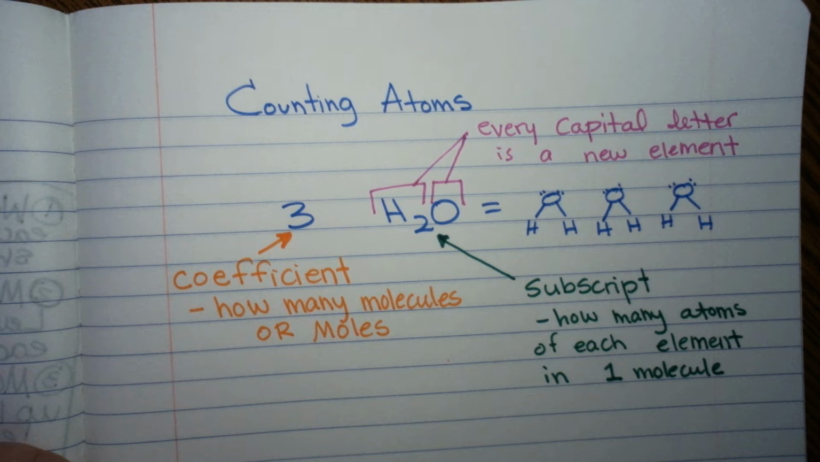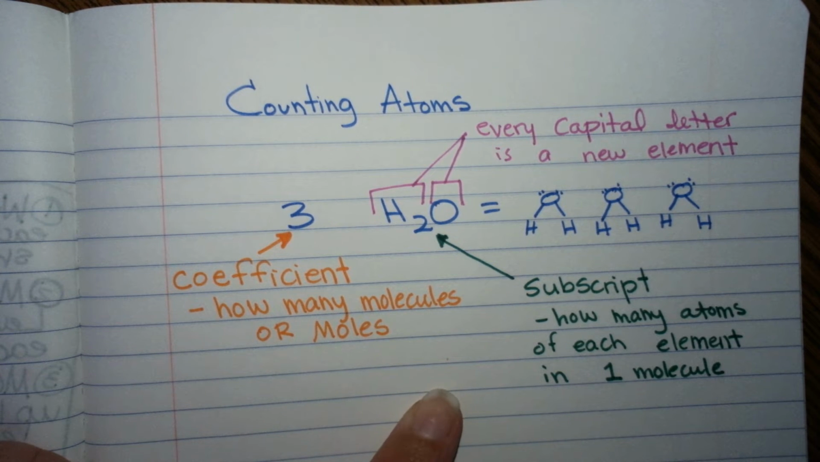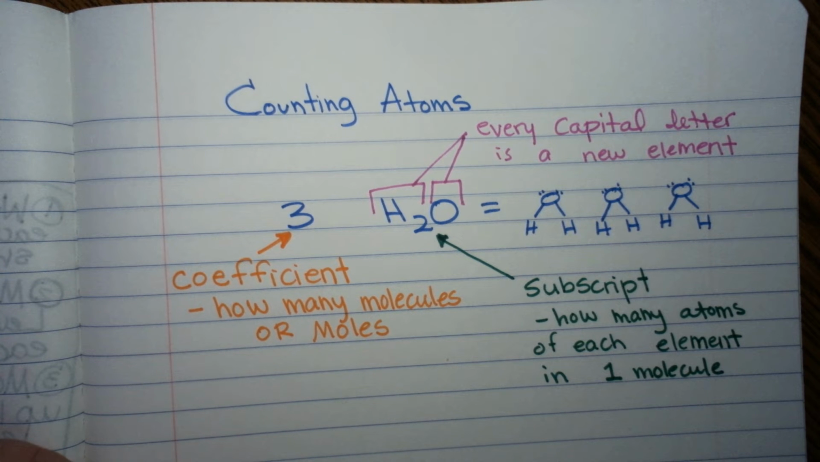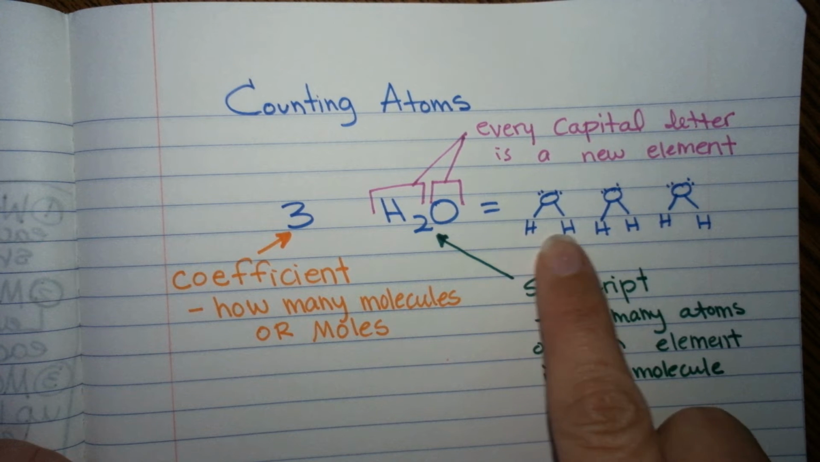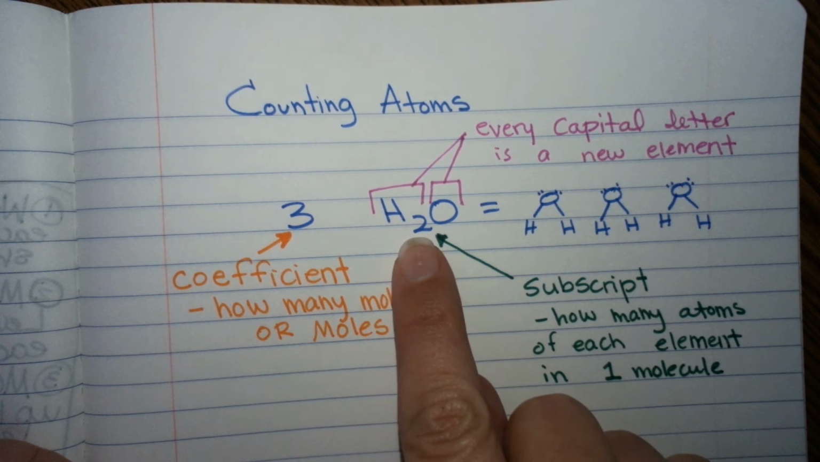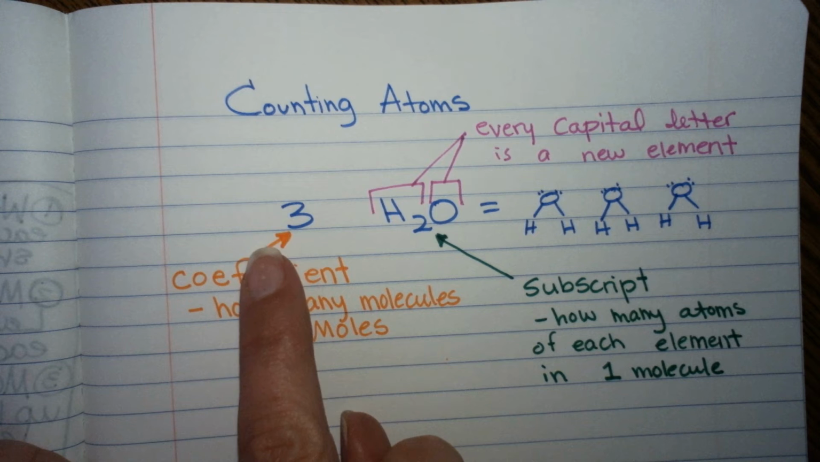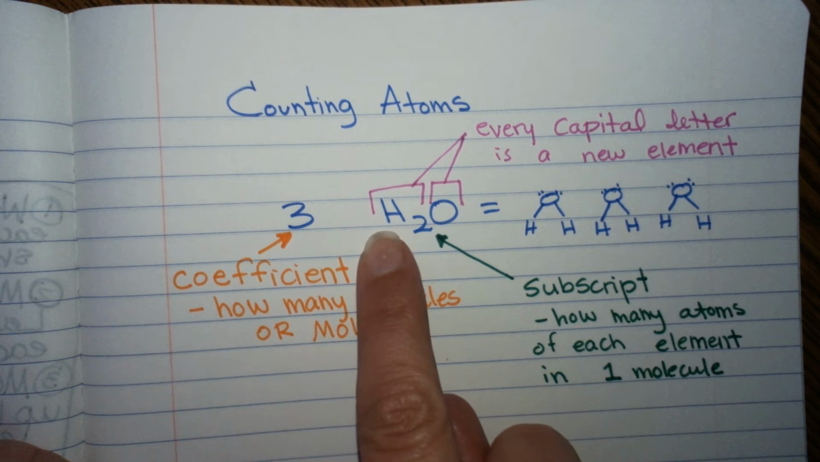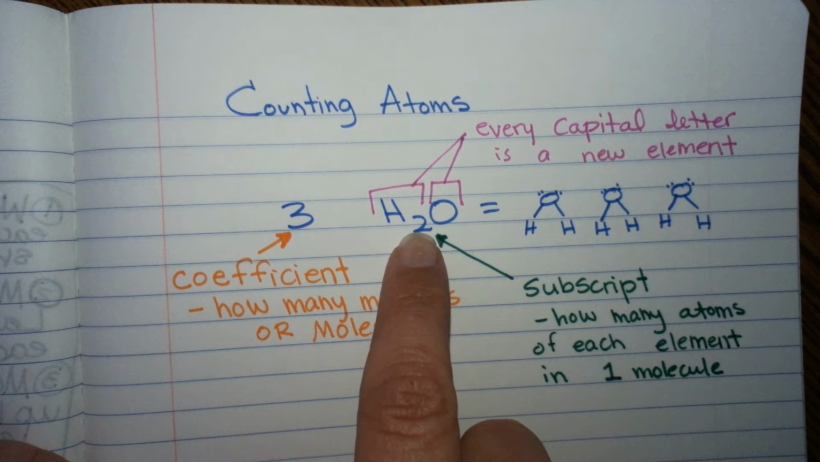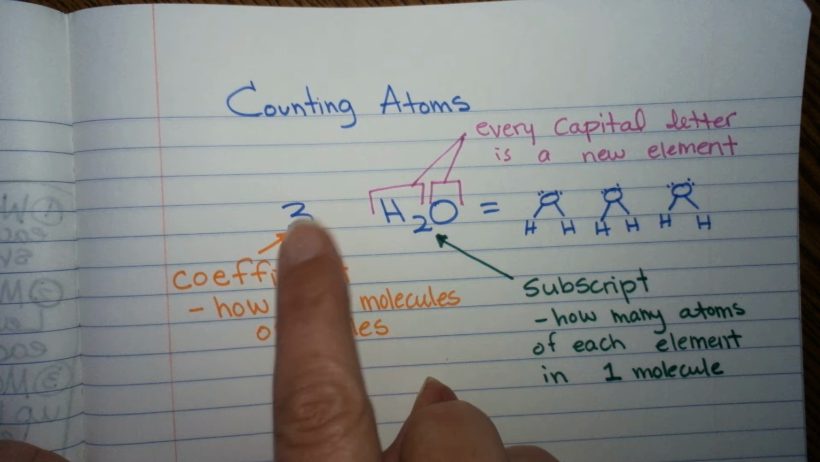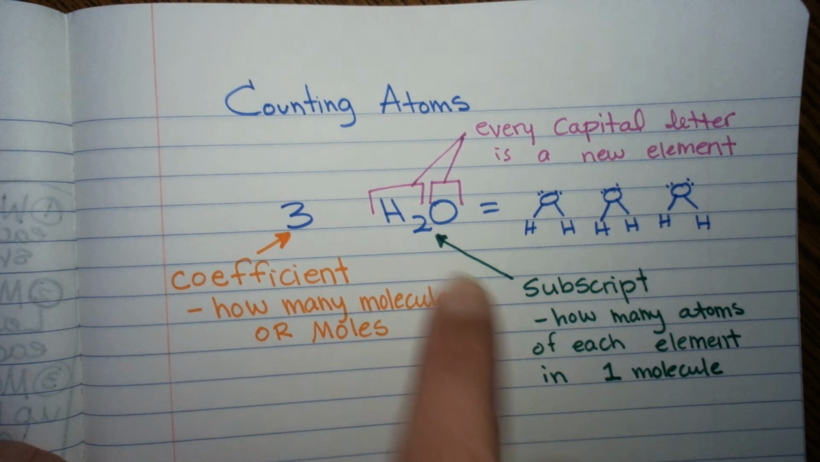Some questions that you might be asked are, how many atoms of hydrogen are in one molecule of water? Show me on your fingers. It'd be 2, because if I look at the one molecule, I have 2, and I can see that from my subscript as well. Another question you might be asked is, if I include the coefficient, how many atoms of hydrogen are in this formula? We would say coefficient times subscript gives me 6.